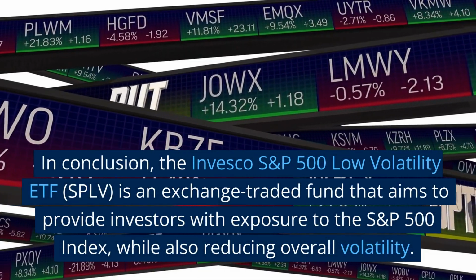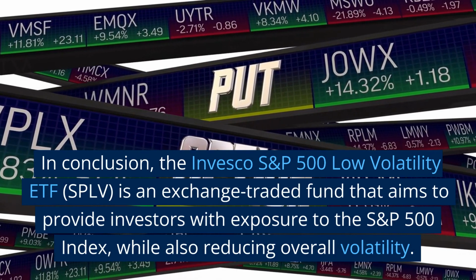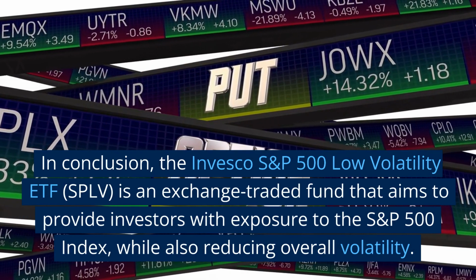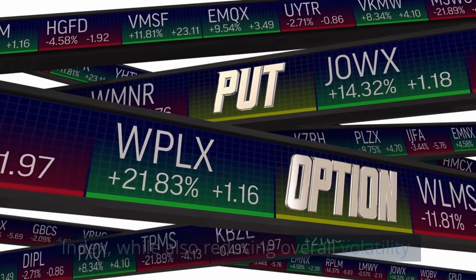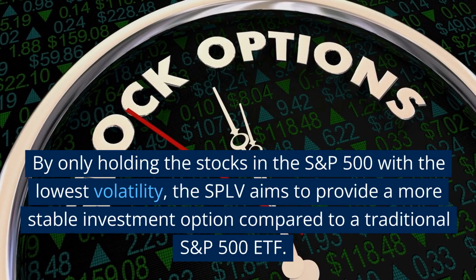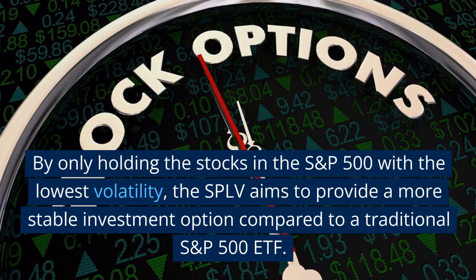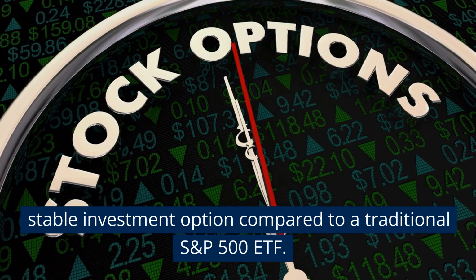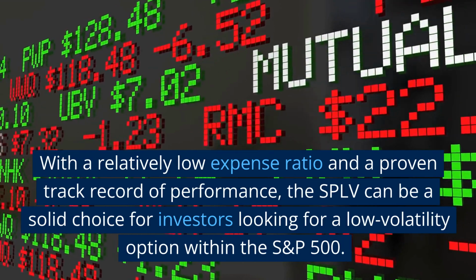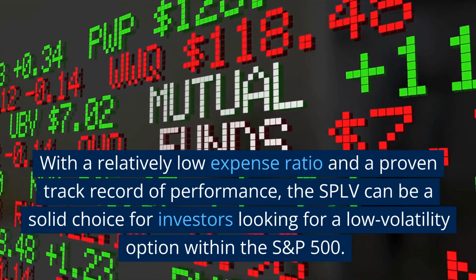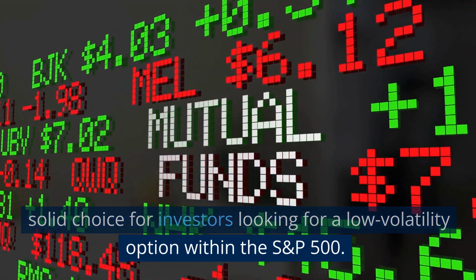In conclusion, the Invesco S&P 500 Low Volatility ETF, SPLV, is an exchange-traded fund that aims to provide investors with exposure to the S&P 500 index, while also reducing overall volatility. By only holding the stocks in the S&P 500 with the lowest volatility, the SPLV aims to provide a more stable investment option compared to a traditional S&P 500 ETF. With a relatively low expense ratio and a proven track record of performance, the SPLV can be a solid choice for investors looking for a low volatility option within the S&P 500.